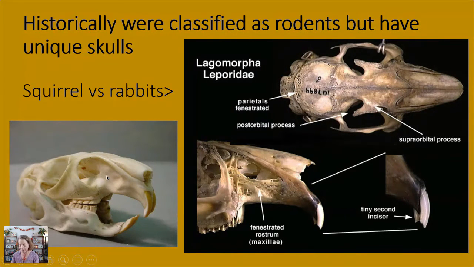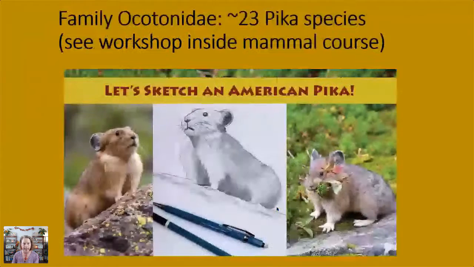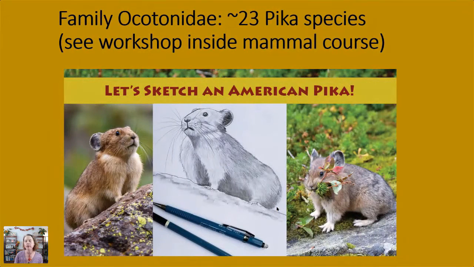Now, you can see in rabbits, their skull has these holes in them called fenestrations that rodents don't have. And there's another super unique thing that only the rabbit family has, which is this tiny second set of incisors. You can barely see it, but those peg teeth are unique compared to all other mammals. So they're similar to rodents in being gnawing herbivores with large, continuously growing incisors and being able to close their lips behind that gap. But really, they're very different.